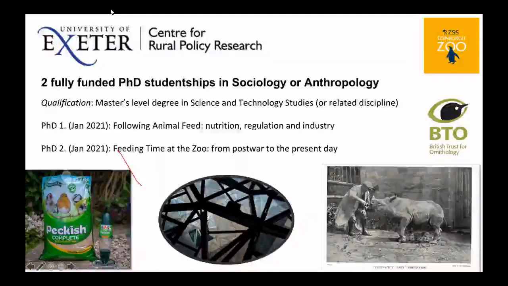So the 2 PhDs, one way to help these projects focus a little bit is, the first one will be focused particularly on the animal feed itself. And so that's why I was suggesting this idea of following the animal feed and where it comes from and where it goes. So thinking about things like nutrition science, how it's regulated, feed industries, and so forth.